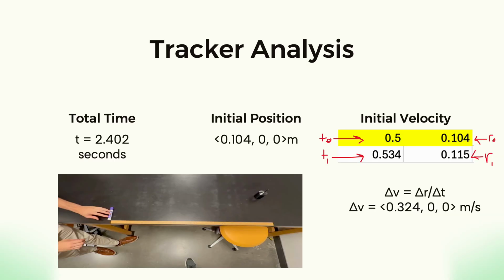And then for some numbers for the Tracker analysis, the total time it took for the marker to roll was 2.402 seconds. Our initial position was found to be 0.104 meters, and our initial velocity was found using the change in position, so r1 minus r0, over the change in time, so t1 minus t0. And I picked 0.5 because all of the movement before this was relatively negligible and made our velocity really, really small.